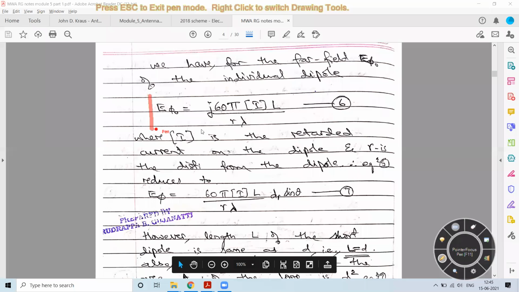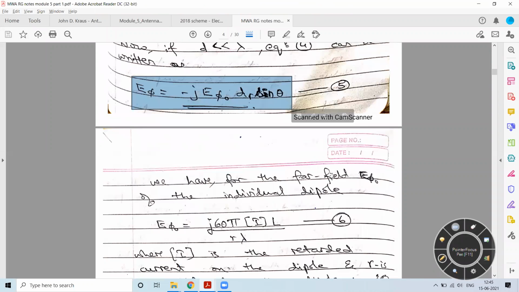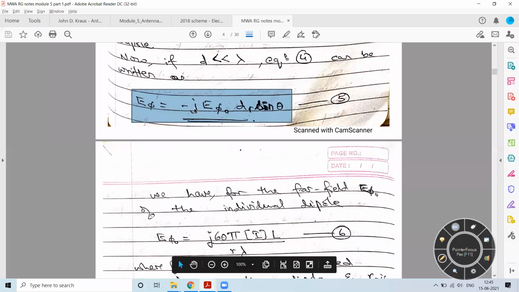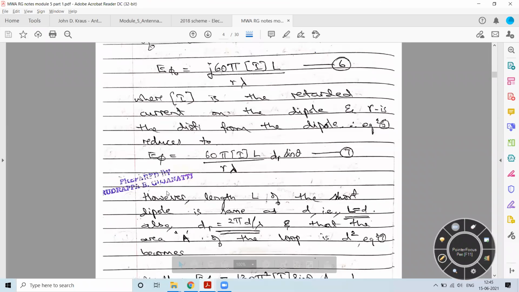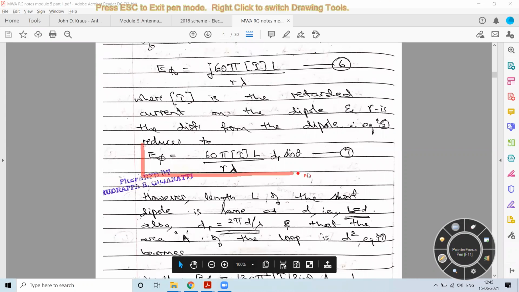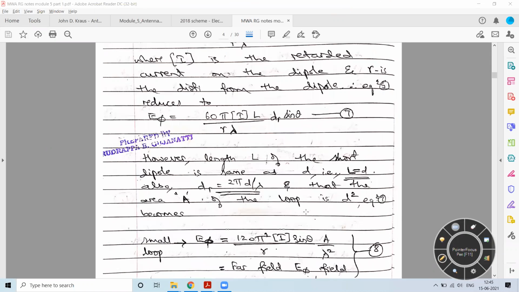This is the equation we had obtained previously. So when we substitute equation 6 in equation 5, j into j will be j square, which is equal to minus 1. So minus of minus gets cancelled. When I simplify it, I end up with the total field given by 60 times pi into the retarded current into L divided by R lambda into dr sine theta. So this is the electric field which is associated with the small loop we are discussing.